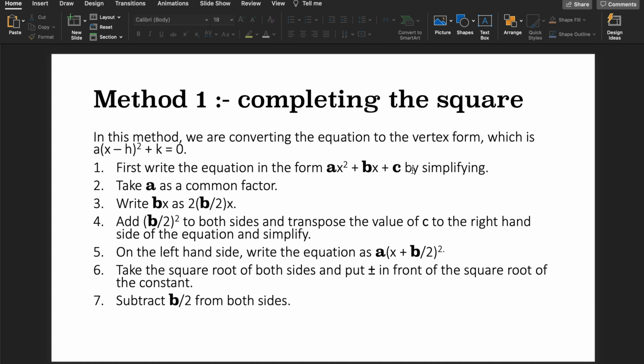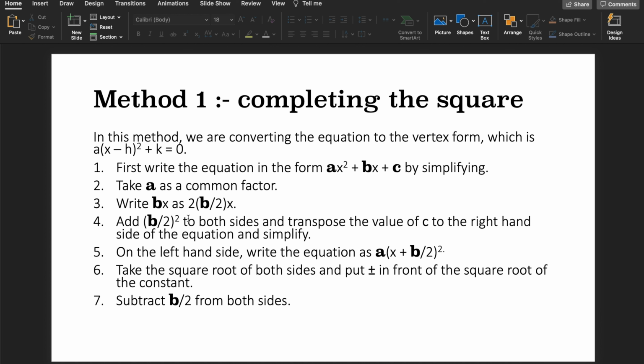We'll have to take a as the common factor. You'll write a into x squared plus b divided by a times x plus c divided by a. Remember these are constants, so you'll substitute the values related to your equation. These two forms are equivalent, but this one makes it visually easier to identify what to do next.